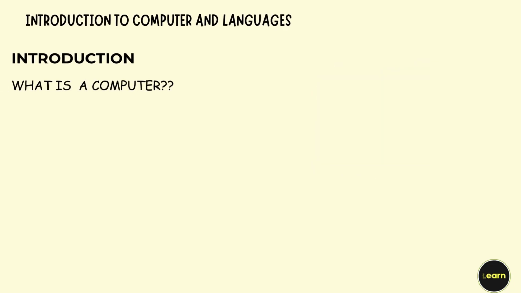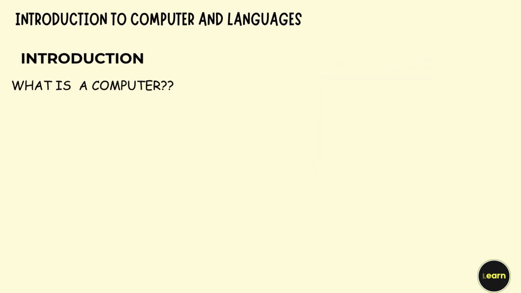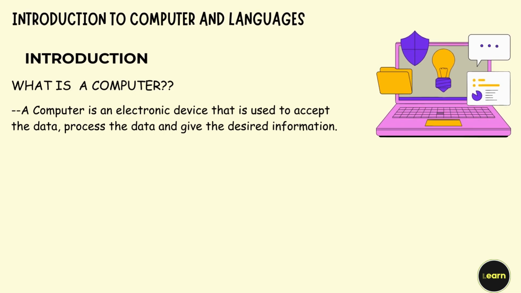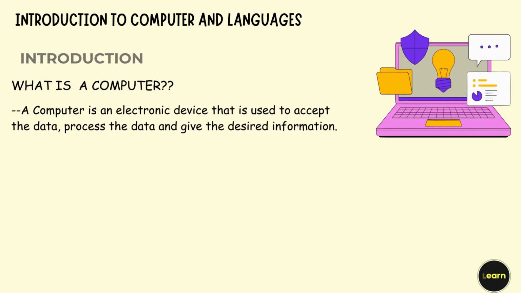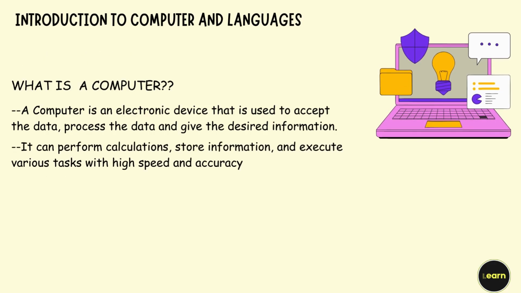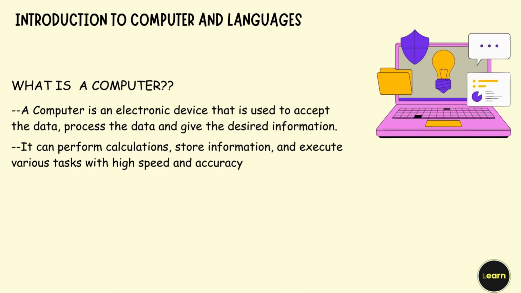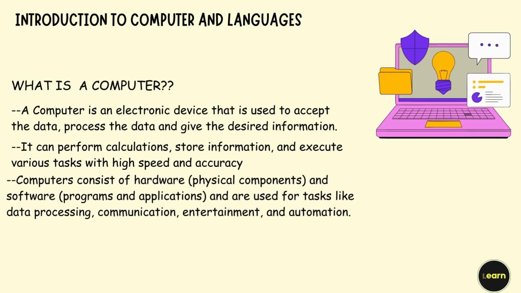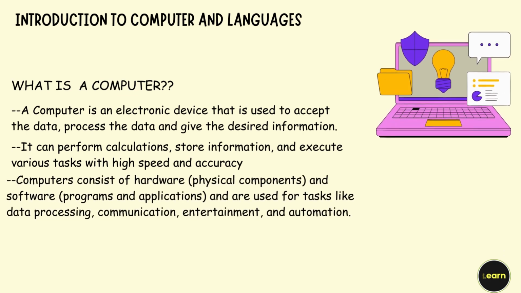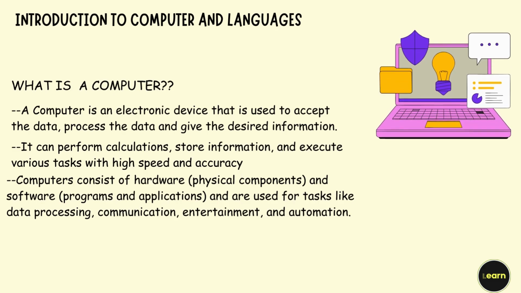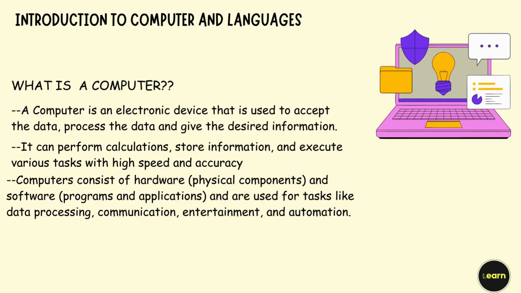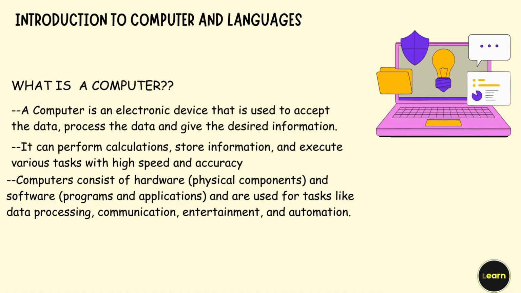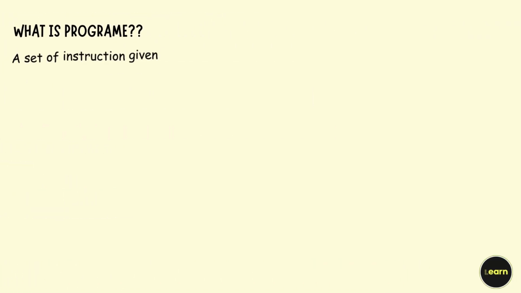What are computers? A computer is an electronic device that is used to accept the data, process the data and give the desired information. It can perform calculations, store information and execute various tasks with high speed and accuracy. Computers consist of hardware, physical components, and software, programs and applications, and are used for tasks like data processing, communication, entertainment, and automation.